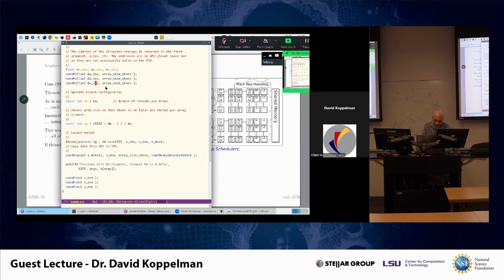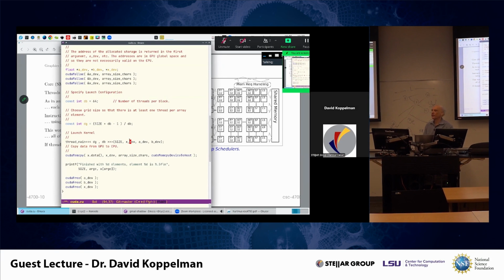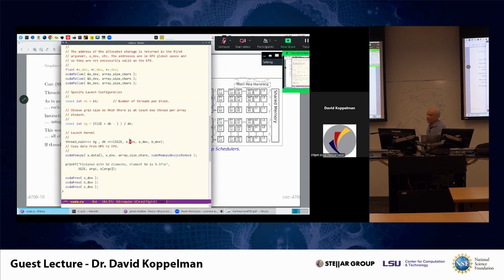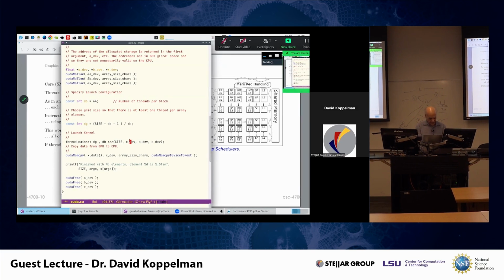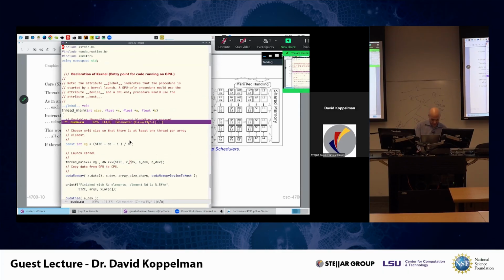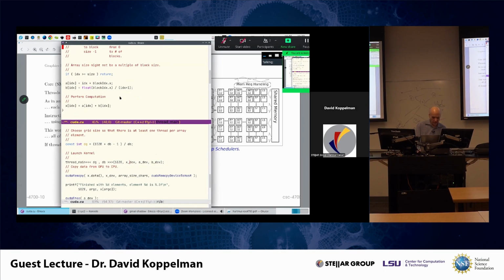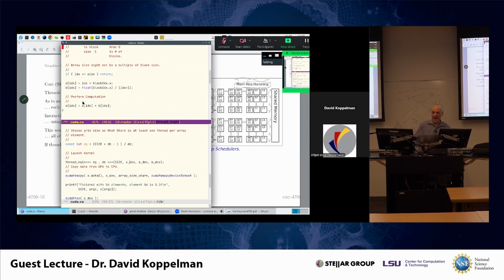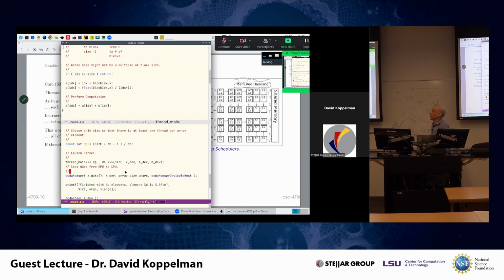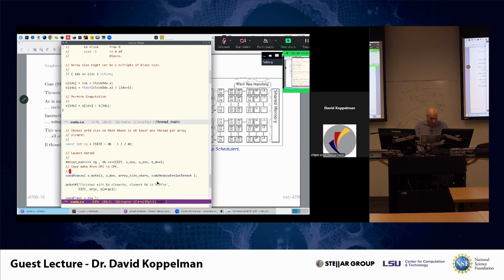These addresses here are then passed as arguments to our thread main. Thread main here then uses A, B, and X in its calculation. So this is valid on the GPU. Try to do it on the CPU, you're probably going to get a segmentation fault. Okay.